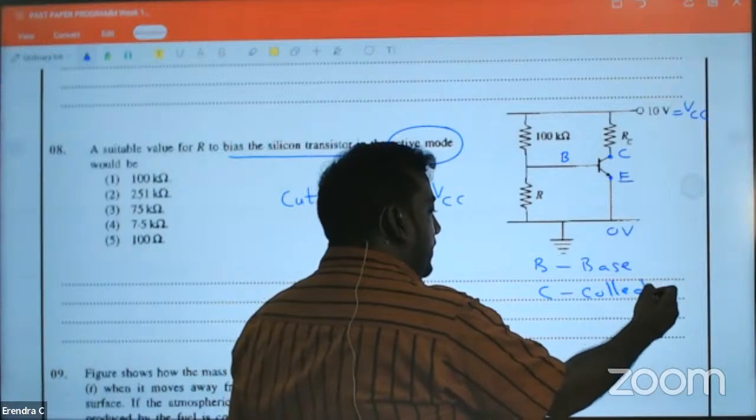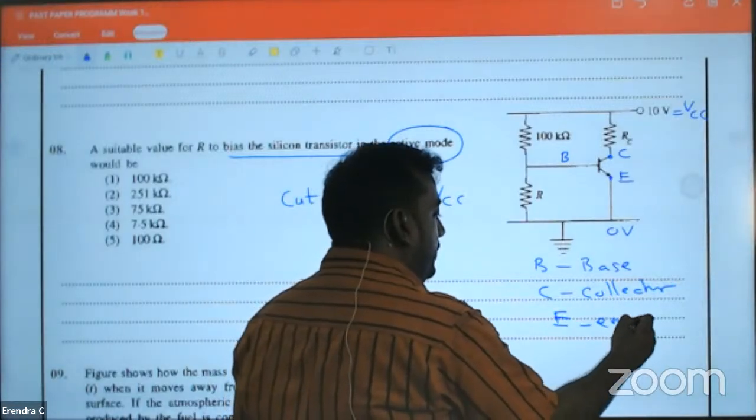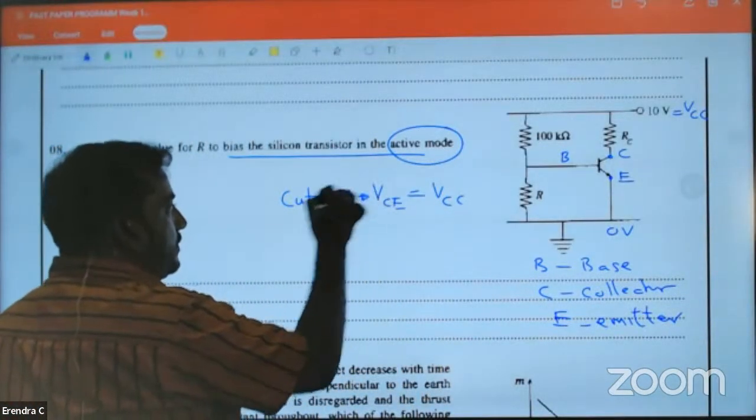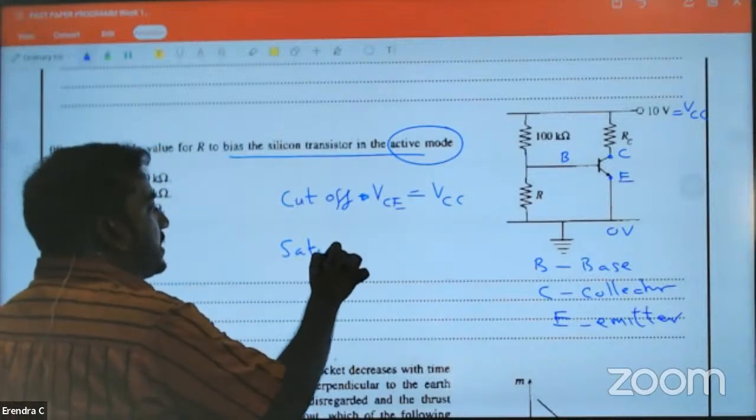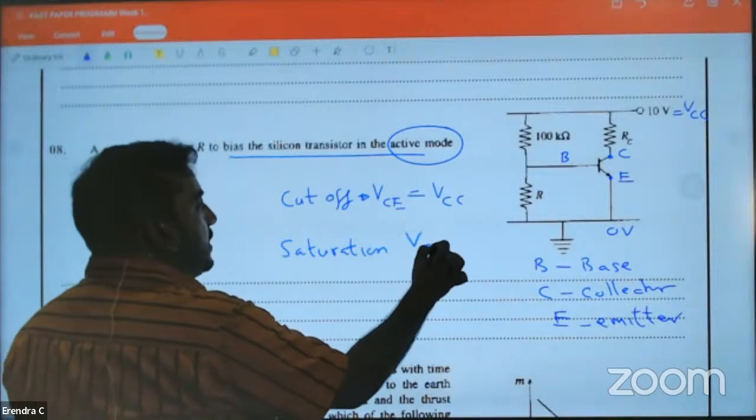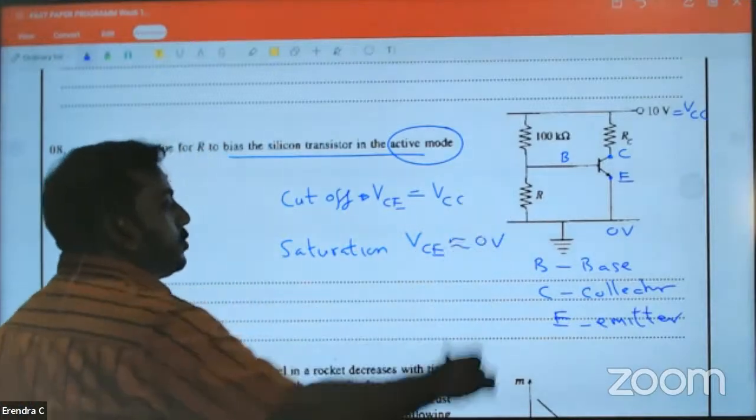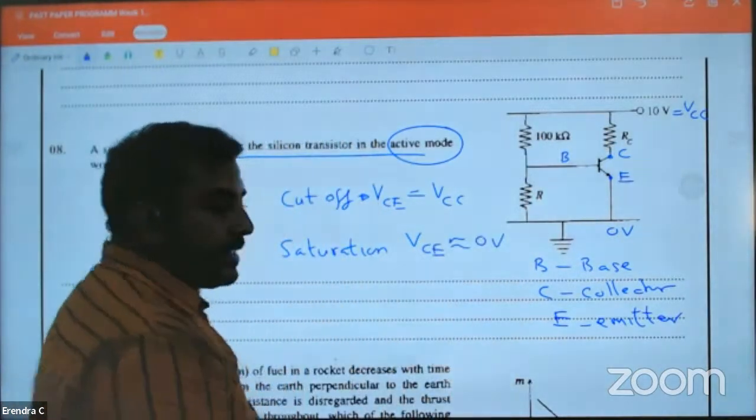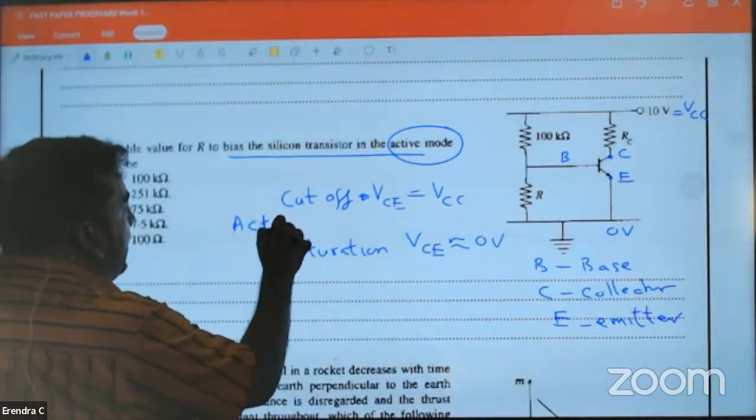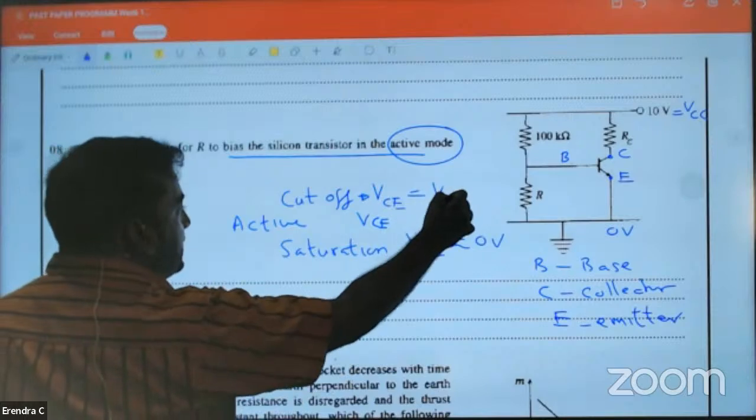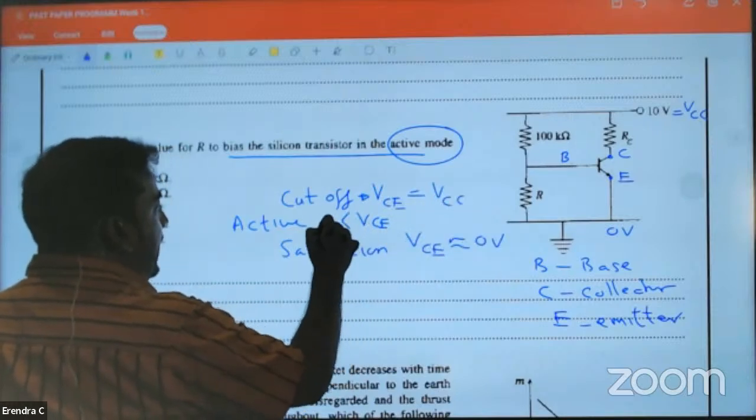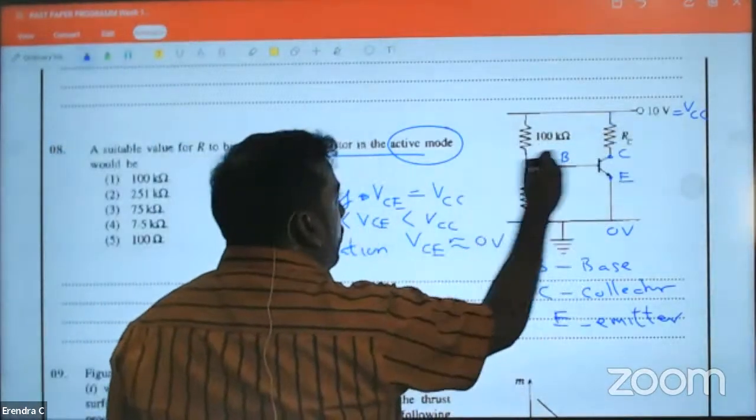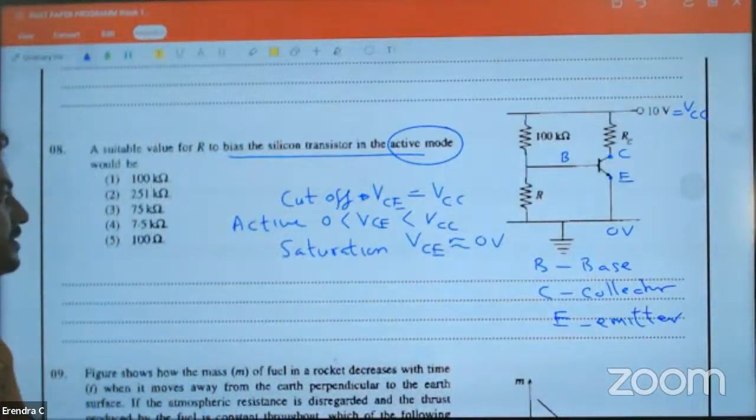Base, collector, emitter. So cutoff region. What about the saturation region? Saturation region is VCE approximately 0. That means no voltage here, no voltage there. Then active region, VCE is greater than the minimum, lesser than the maximum. Maximum here is 10 volt. VCE is 10 volt.